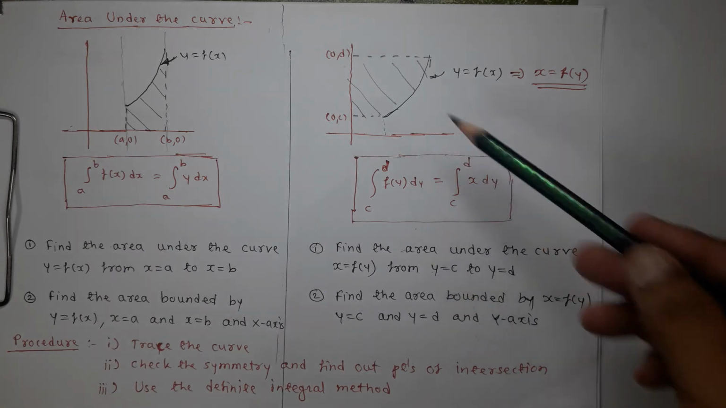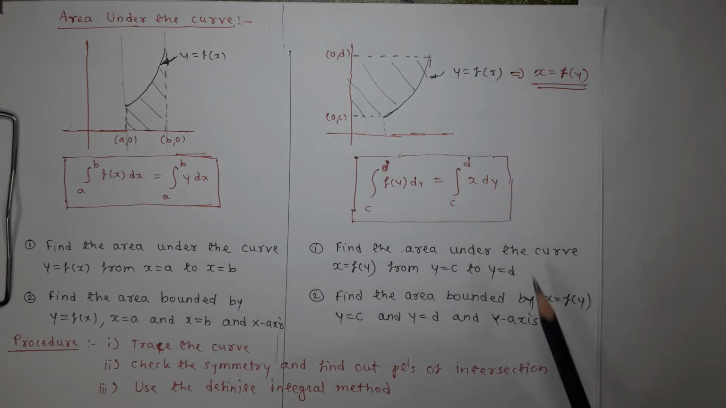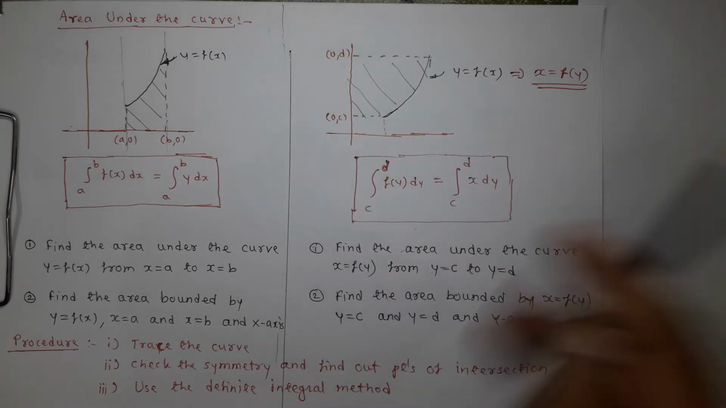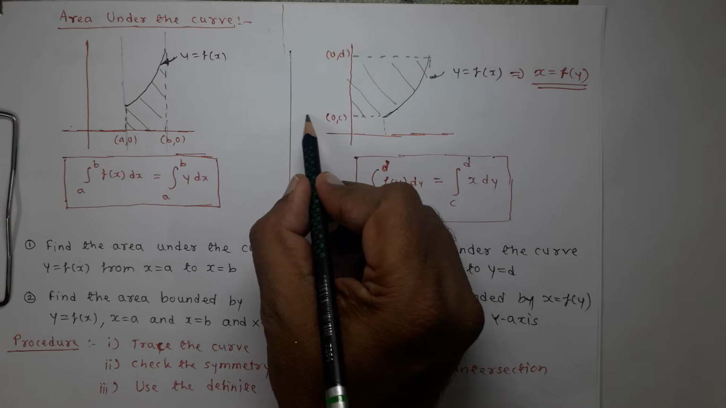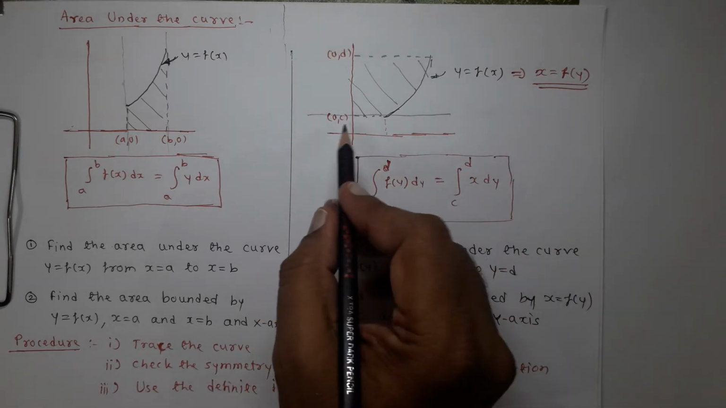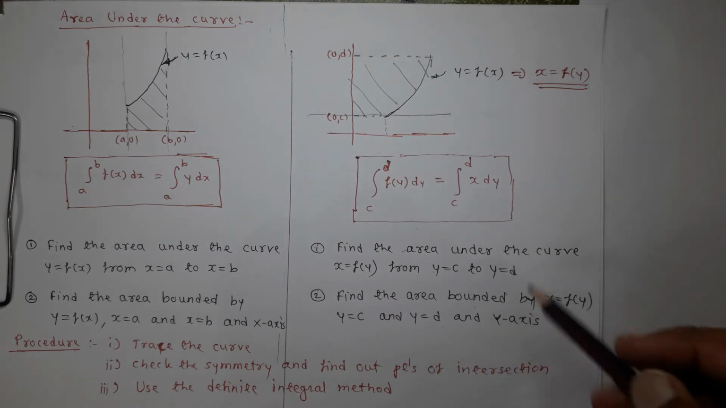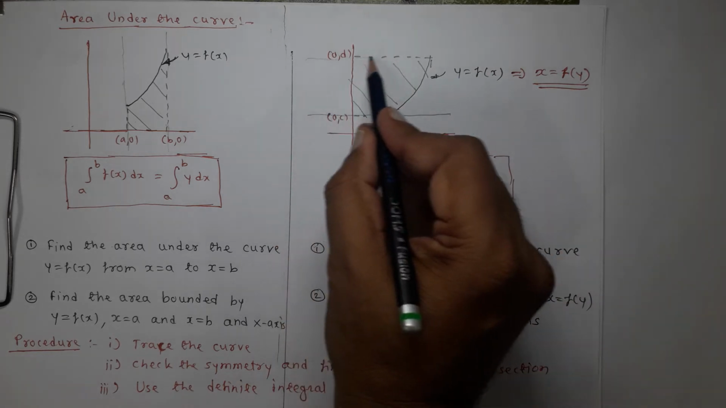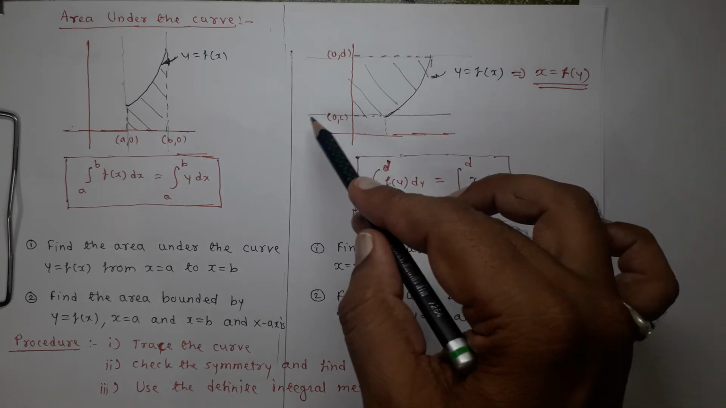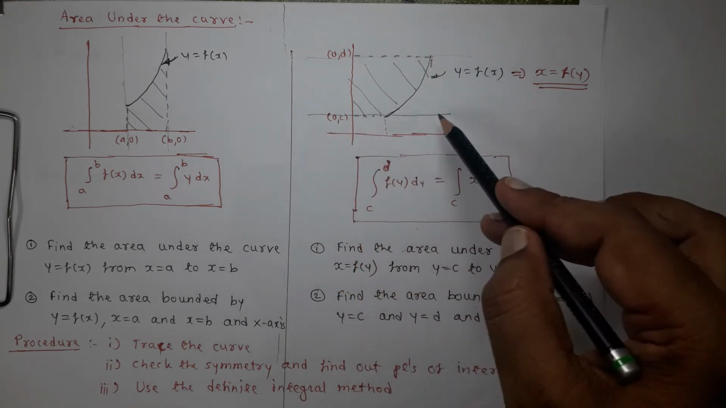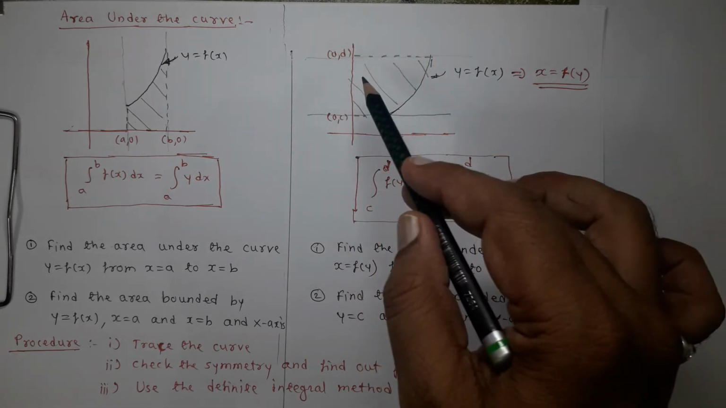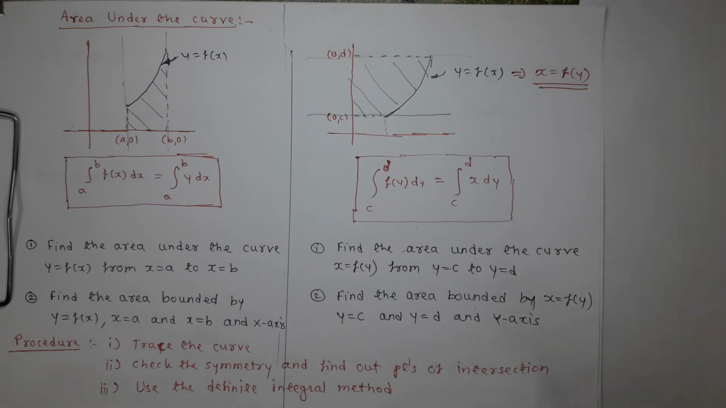Similarly, in this case, find the area bounded by x is equal to f of y, means this curve, y is equal to c is the line parallel to x axis, and it cuts the y-axis at this point, that is 0, c, and y is equal to d is the line parallel to x-axis, means this line. So area bounded by this curve, the line y is equal to c, and the line y is equal to d, and y-axis means this area. So you should understand which area is asked.